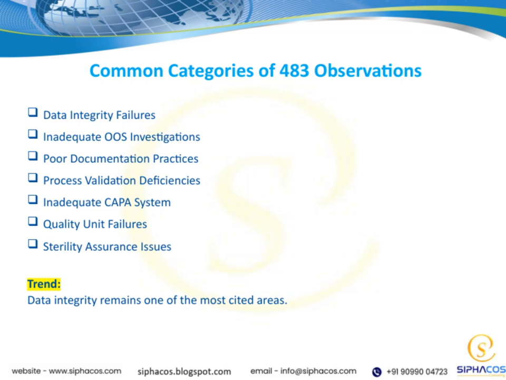A key trend to note here is that data integrity continues to be one of the most cited areas in observations. This truly underscores the ongoing importance of safeguarding data accuracy, as it impacts many other aspects of compliance and quality. Connecting all these points, it's clear that addressing these categories proactively is essential for maintaining compliance, ensuring product quality, and ultimately protecting patient safety.